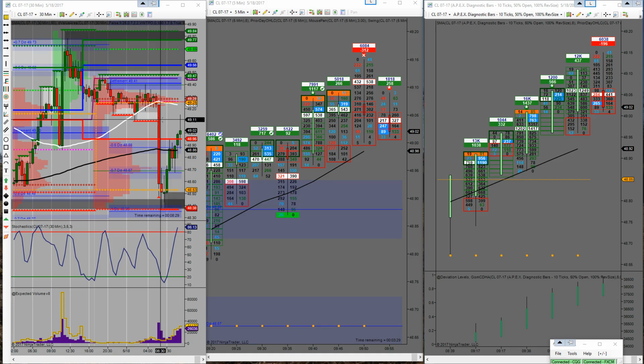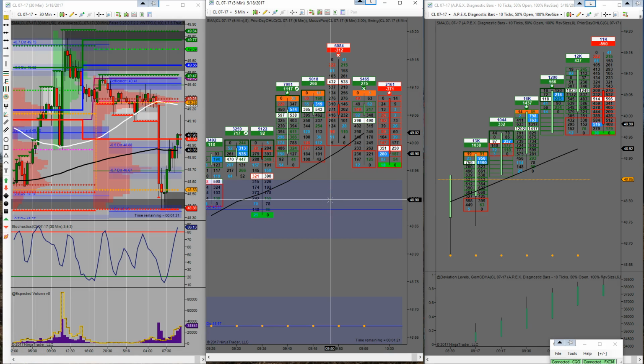So long 2 contracts, 48.86, stop sitting at 96 to lock in 10 ticks, and then I'll look to peel one off at 49.16 for 30 ticks. All right, I'll be back. Okay, guys, I got stopped out here at 96.